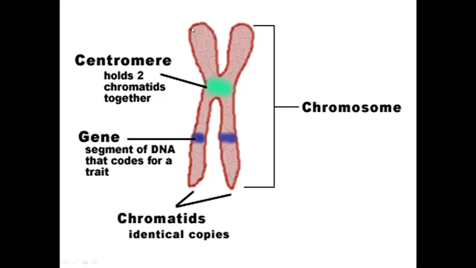So here is a chromosome that's made an exact copy of itself. So it's got the exact same genes in the exact same place, and the bit in the middle here is called the centromere.